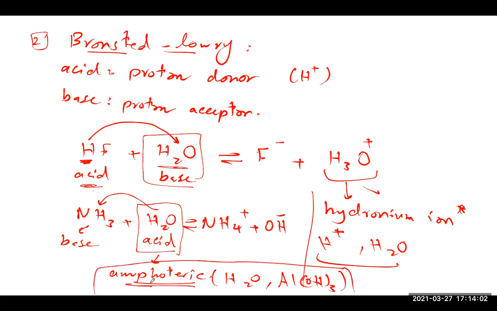The first one is H2O. This is the first amphoteric according to Bronsted Lowry, and the second amphoteric substance is Al(OH)3.